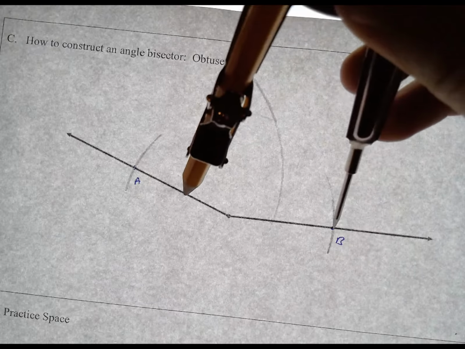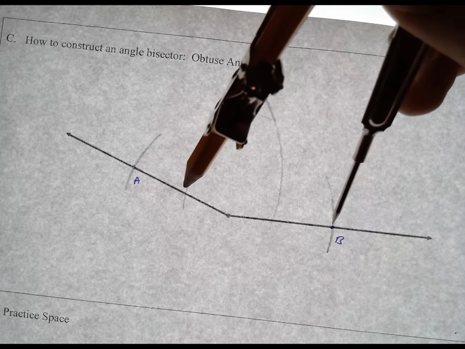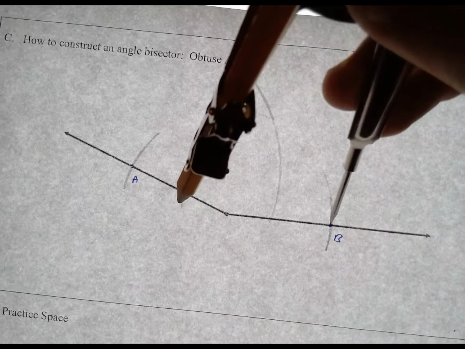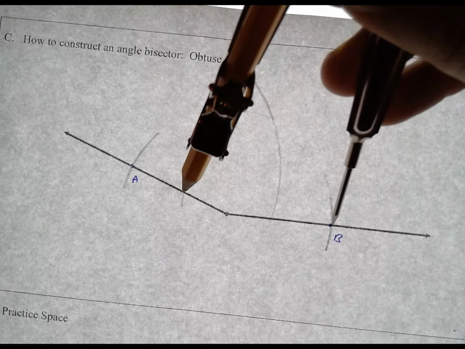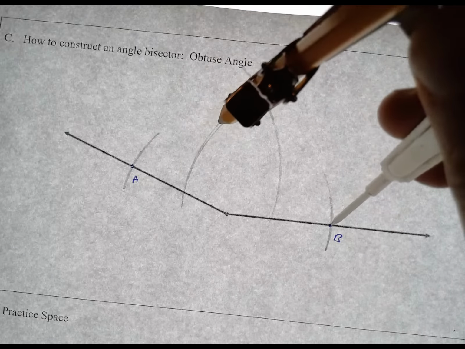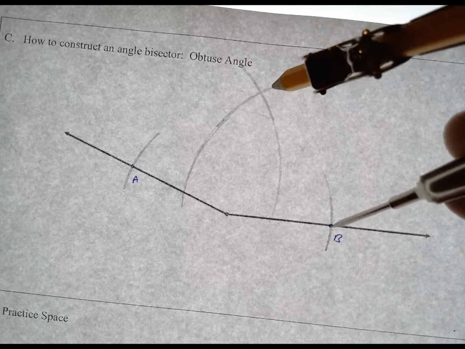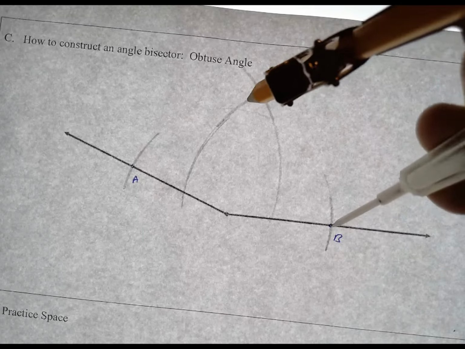With the same measurement, I'm going to just, whoops, I got my center off of point B. You got to be careful. With that same measurement, make sure you're staying on point B. You're then going to draw out a second arc, and where it intersects, that's going to tell me where to put my bisector.